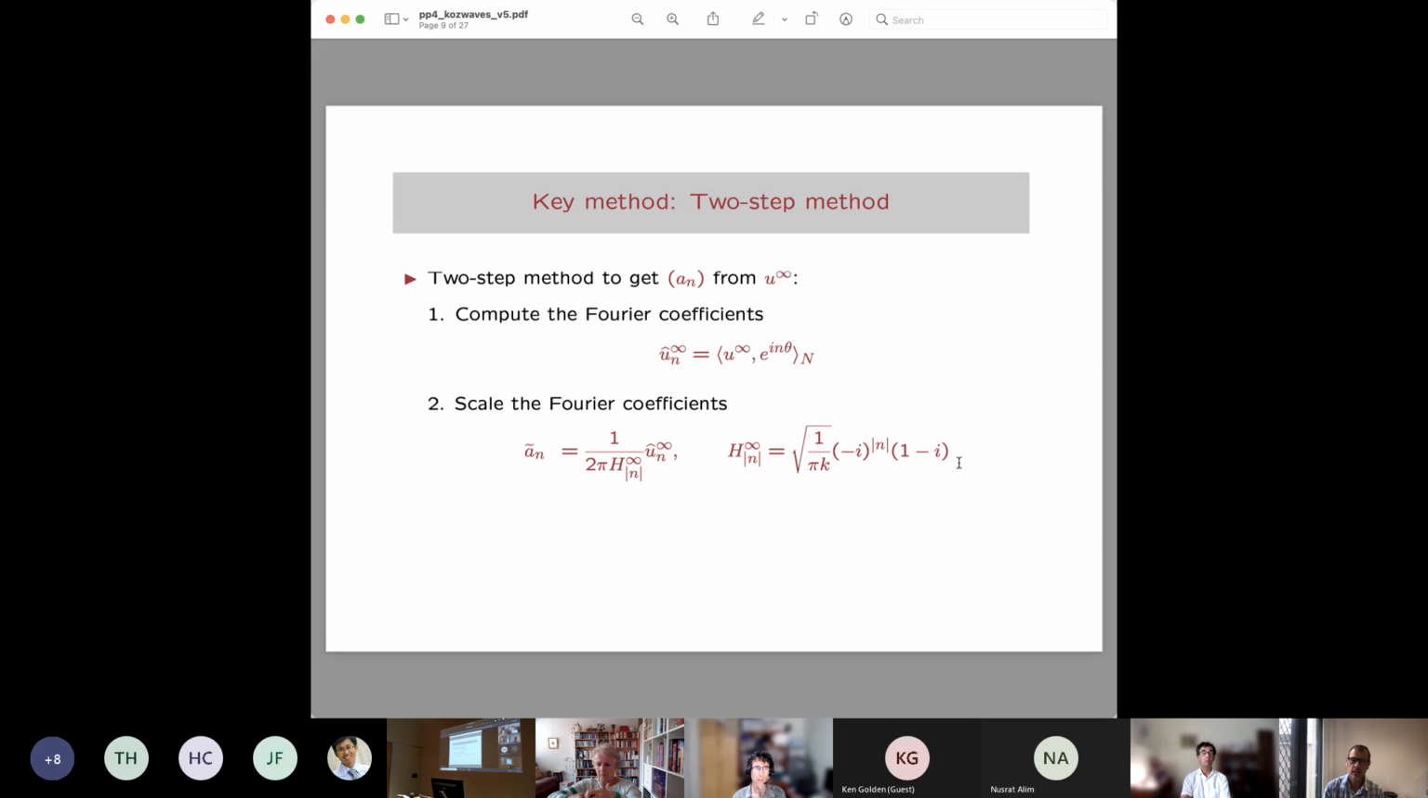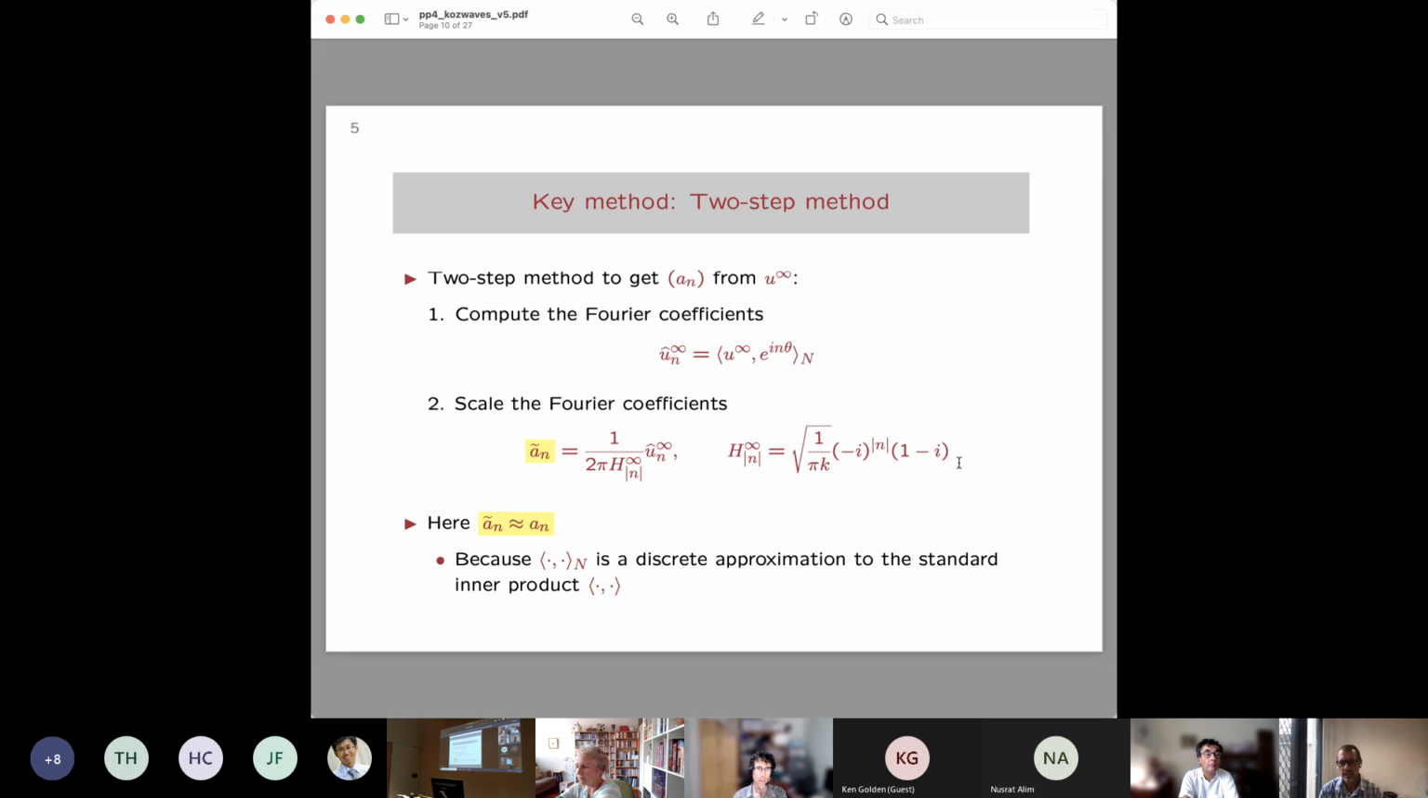I've called that coefficient there ã_n because it's actually an approximation to the true a_n. Why is it an approximation? It's because in step 1, we actually used a discrete approximation to the standard inner product using a quadrature rule.